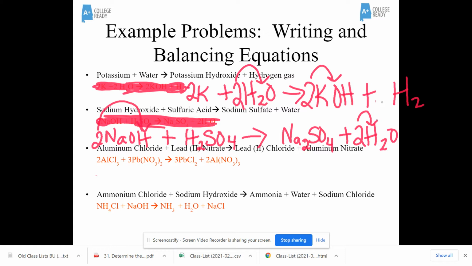Okay. One more element, and that's the sulfur. How many sulfurs are on the left? How many's on the right? They're balanced. I'm done. It's the smallest whole number ratio, 2, 1, 1, 2. Can't get any smaller than that. So we're finished. All right.